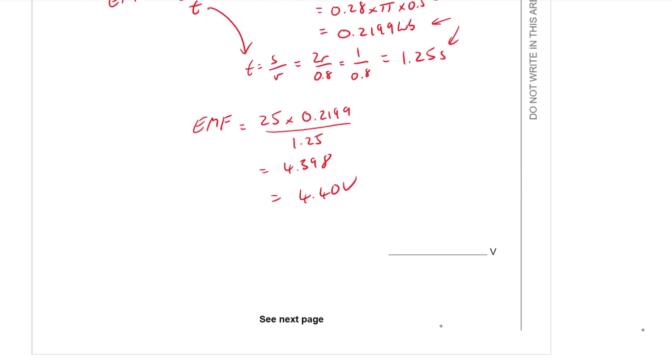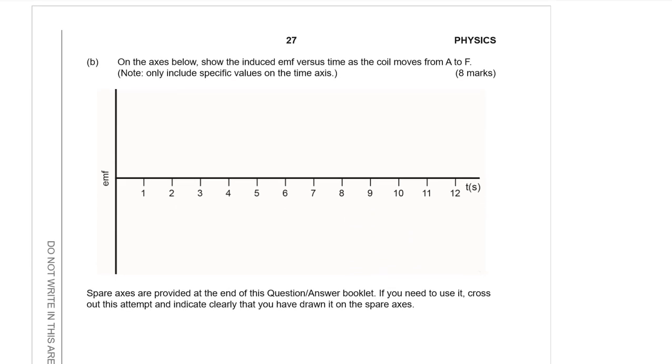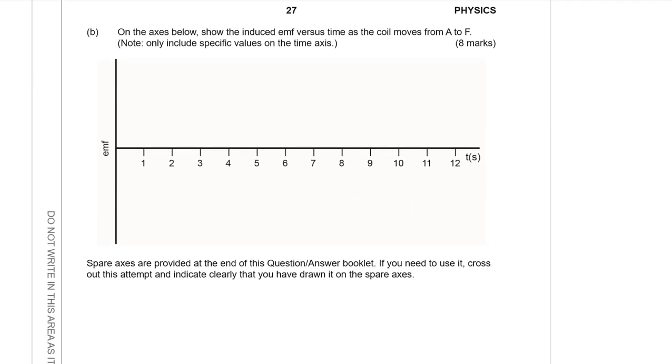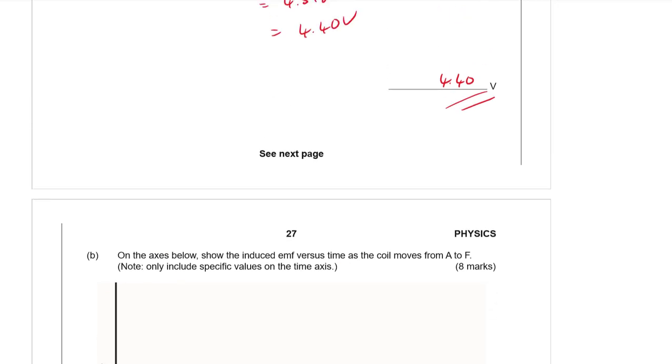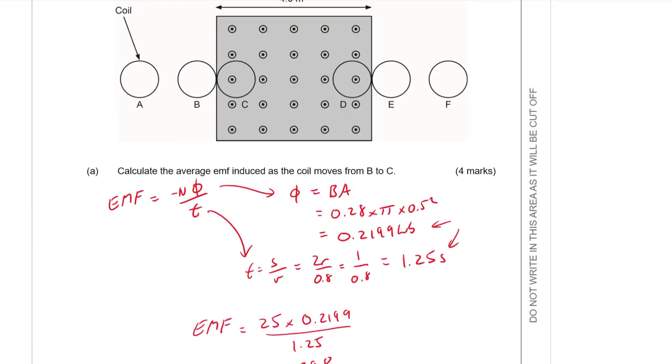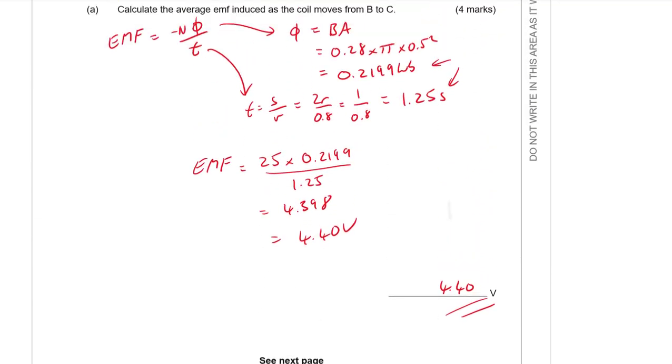So down here, 4.40 volts. There we go. Part B is 8 marks for drawing a graph, which is a fairly hefty number of marks. And it's asking you to sketch the induced EMF versus time. Now, in terms of the peaks of the EMF or what those values are, it's not asking for that. So it's not asking how high it goes. It wants you to be specific on the x-axis, so for time.